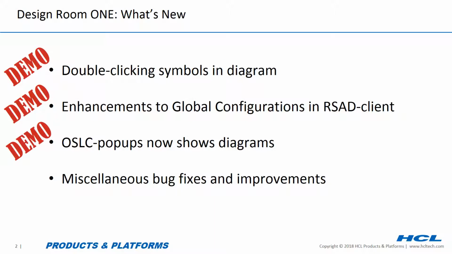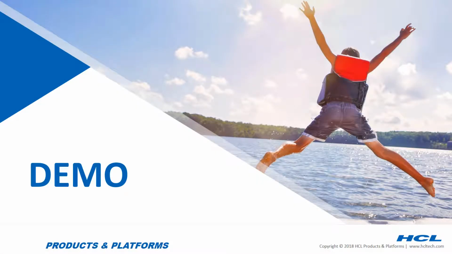In this sprint we have introduced double-clicking of symbols in diagrams. We have introduced enhancements to the global configurations in the Rational Software Architect Designer client, and there's enhanced OSLC pop-ups. And as usual, there are miscellaneous bug fixes and improvements. Let's jump straight into the demo.